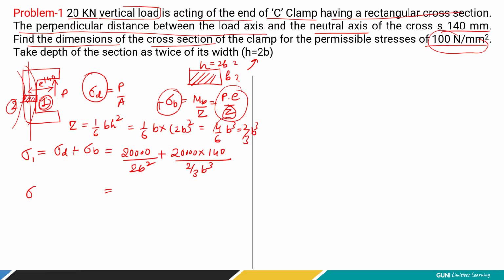Now similarly at section 2, it is very simple. It's going to be direct stress minus bending stress. So definitely this value is going to be a lower value, right? And this value is going to be a maximum value. This is going to be a maximum value. So we are going to consider stress at section 1 for designing purpose.